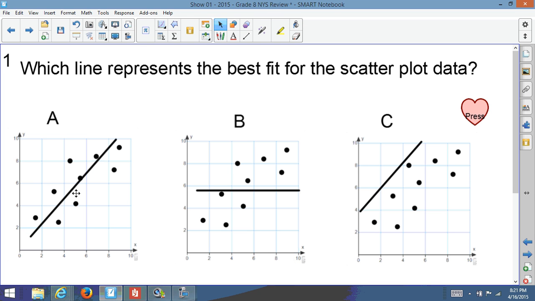So I'm going to go with choice A as my choice because I remember that in the other video, scatter plots have to have a line of best fit, and that line has to have half of the dots above and half of the dots below and some on the line. So that's why I go with choice A. And that's correct.